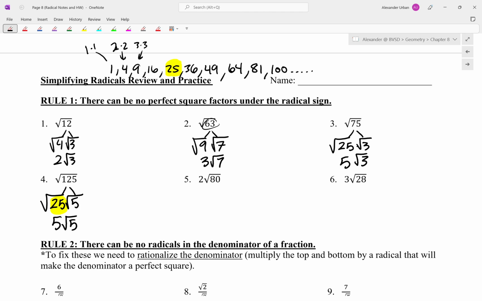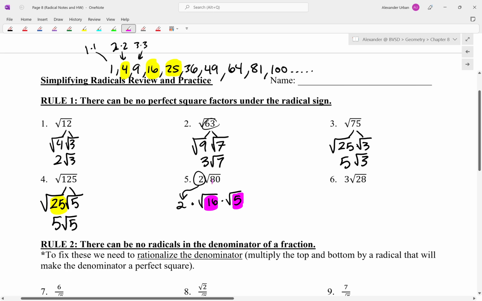Now this one's a little bit more difficult because 80 is divisible by 4 and 16. So we always want to use the biggest perfect square, and that's our whole goal here. And notice there's a 2 on the outside, so I'm going to leave this 2 on the outside times the square root of 16 times the square root of 5. And if you notice, 16 times 5 is 80.